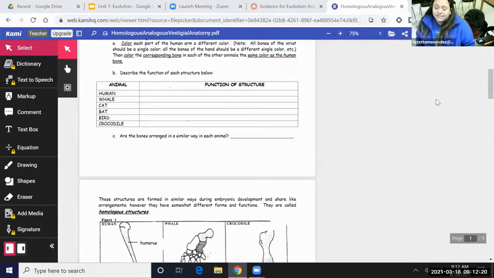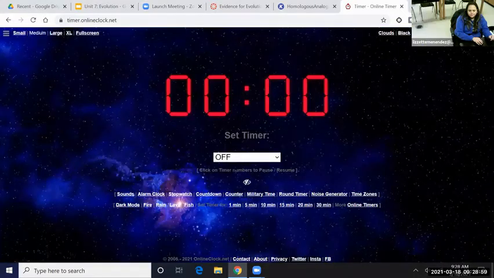And then for C, it's going to be a simple yes or no answer. It just asks, are the bones arranged in a similar way in each animal? So yes or no. Are they arranged similarly or are they arranged very differently?